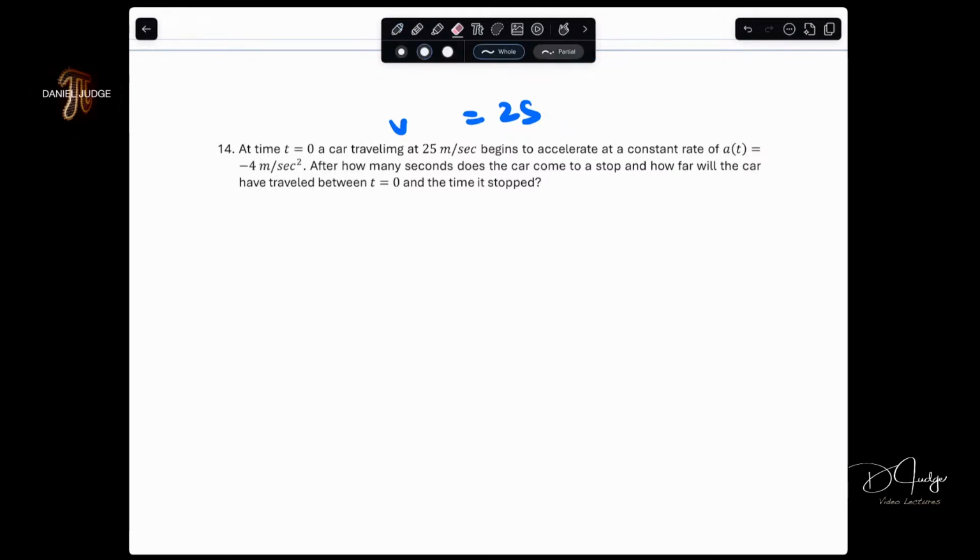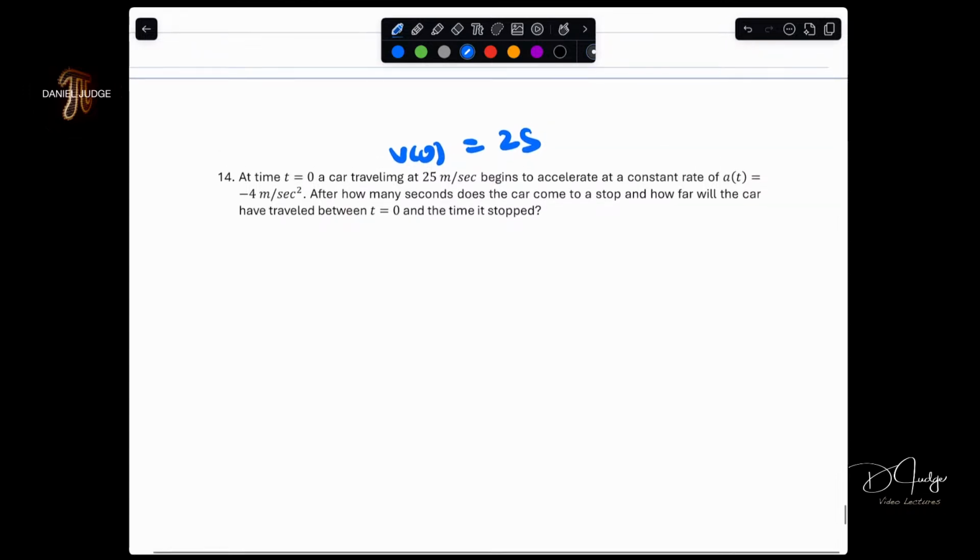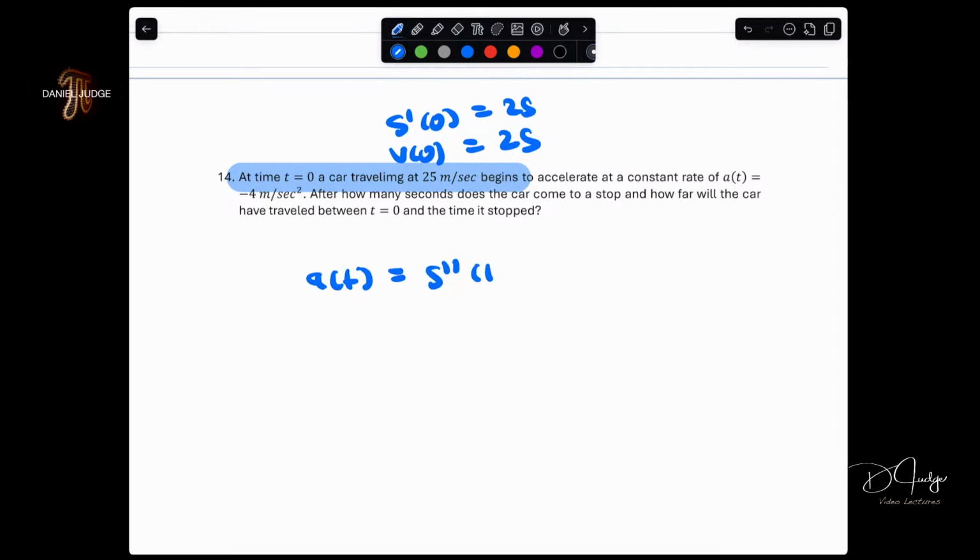They should just say, hey, car has initial velocity, not at time t, a car is traveling. All right, v of 0 is 25, which means s prime of 0 is 25. Saying the same thing. Begins to accelerate. Okay. And then your acceleration again is going to be -4 meters per second squared.